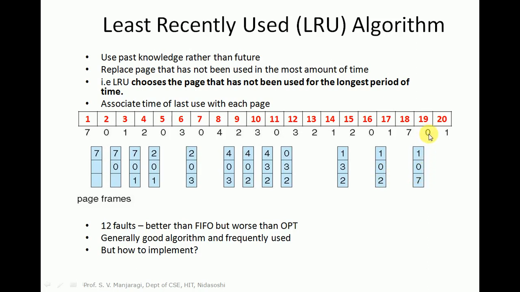Next we go for the 0. 0 is already there in the memory. So no replacement is done here. No page fault occurs for 0. Next one is 1. 1 is already there in the memory. No page fault, no replacement done here.